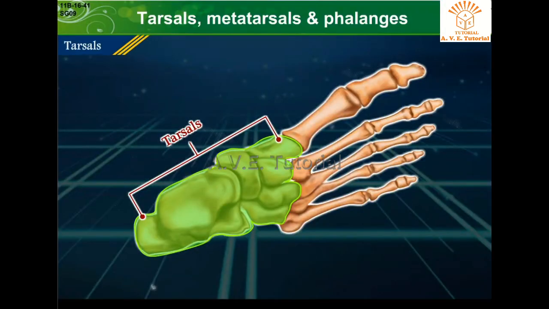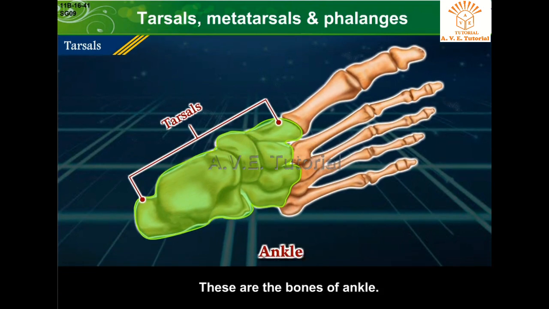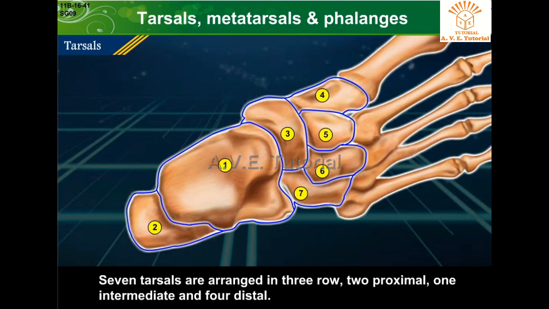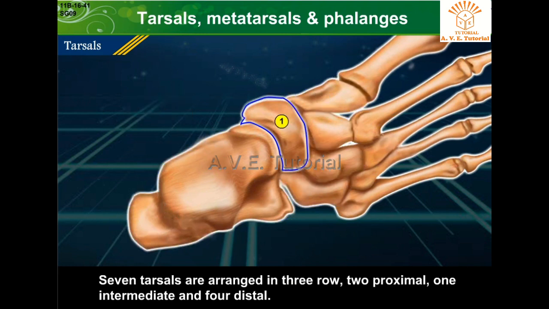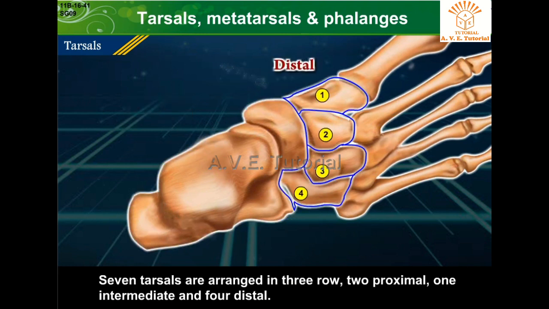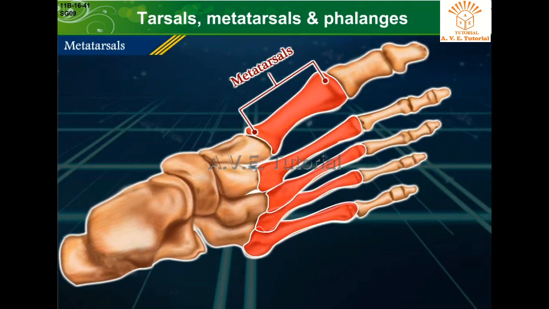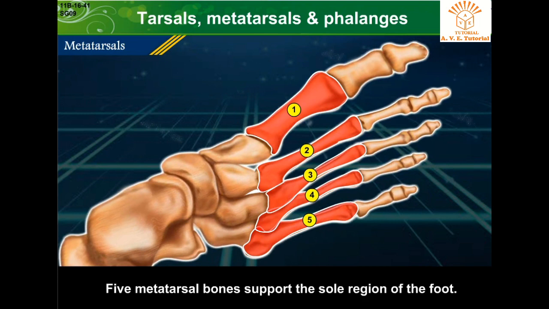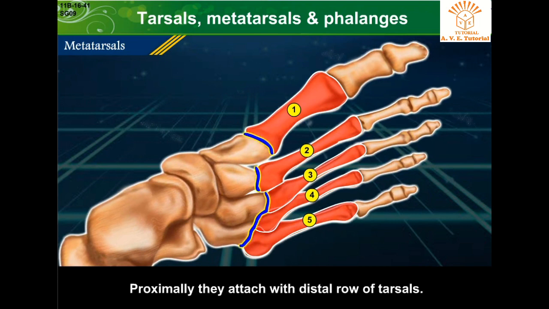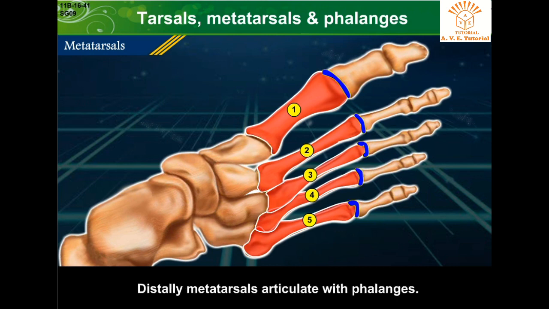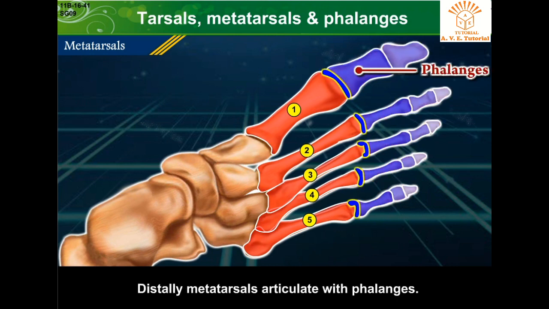Tarsals. These are the bones of ankle. 7 tarsals are arranged in 3 rows, 2 proximal, 1 intermediate, and 4 distal. Metatarsals. 5 metatarsal bones support the sole region of the foot. Proximally, they attach with distal row of tarsals. Distally, metatarsals articulate with phalanges.